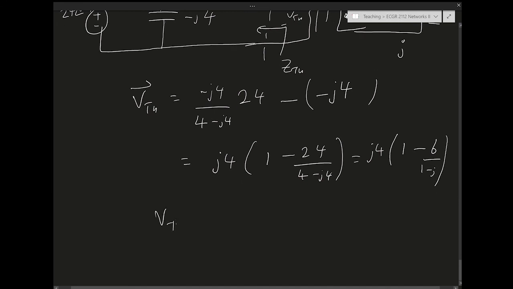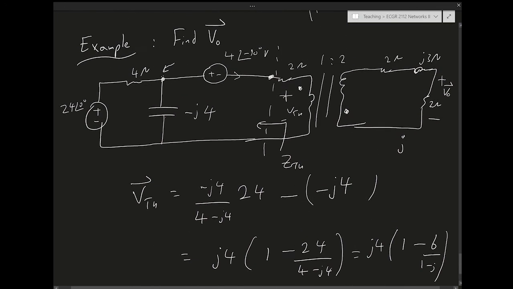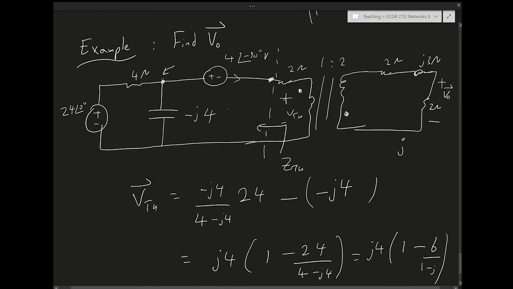So if we calculate that, that turns out to be 12 minus 8J, which is 14.42 minus 33.69 degrees volt. Okay, what about the Thevenin equivalent impedance? Well, kill all the voltage sources by shorting them.